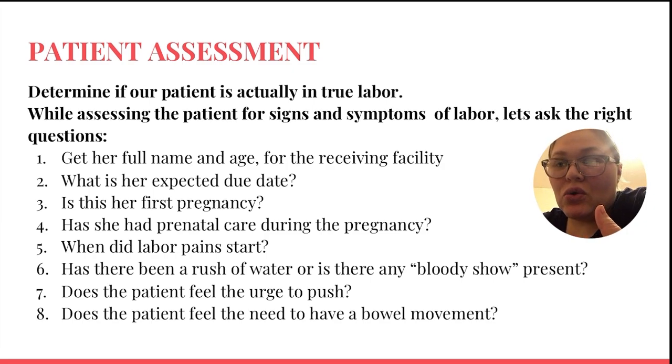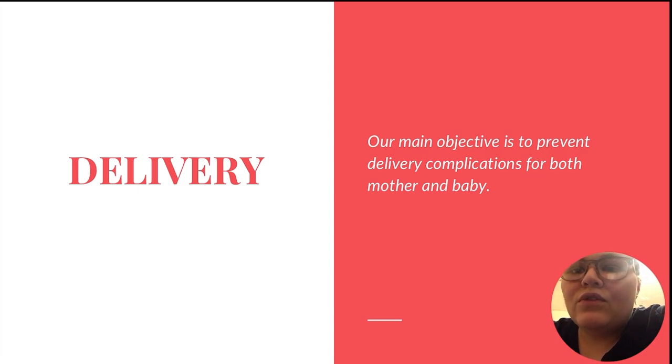Go ahead and prepare Jane Doe in a comfortable position and prepare for an immediate or imminent delivery. So at this point, you should already have your OB kit. I know for me, every time I have a pregnancy call, I just want to go ahead and grab it just in case. You should already be preparing for imminent delivery, because more likely she's going to have a baby in the next 5 minutes. Alright, so delivery. Our main objective is to prevent delivery complications for both the mother and the baby.